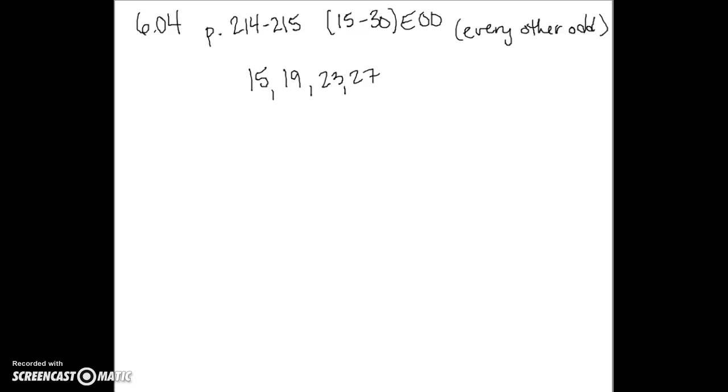We're going to do textbook pages 214 to 215. The problem set is 15 through 30, every other odd. We're going to do problems 15, 19, 23, and then you'll be able to attempt 27 on your own.